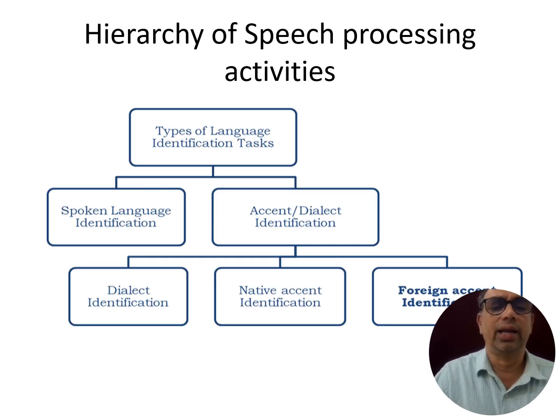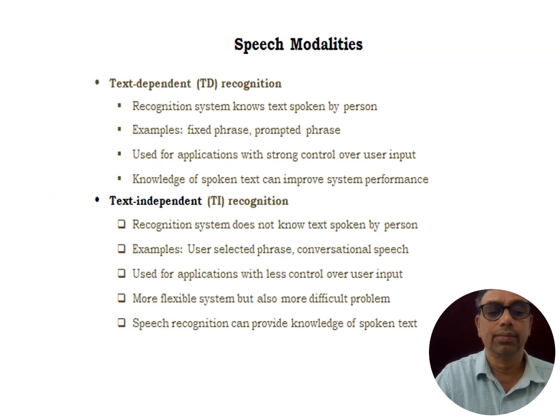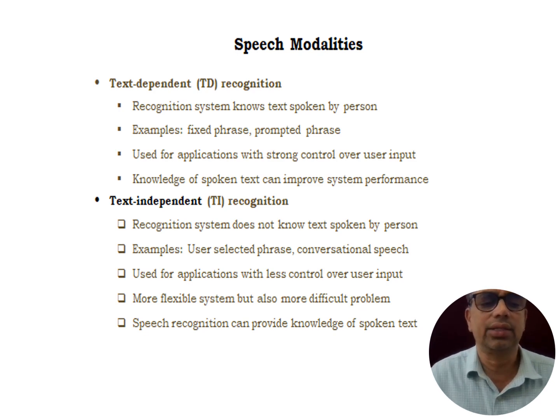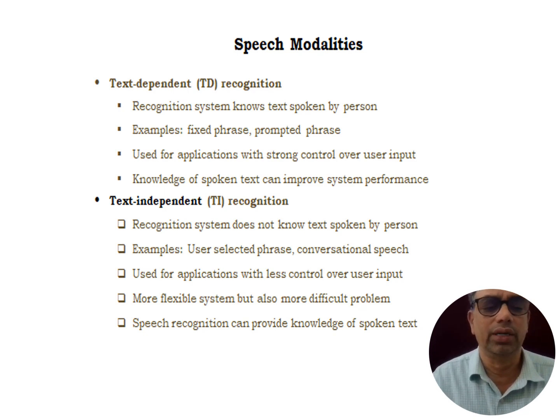Here, a hierarchy of speech processing activities is shown, and native accent identification is a subtask of accent or dialect identification. And there are different modalities of speech, mainly free text and fixed text. Free text means text independent, fixed text means text dependent modality. So the various points and examples are given in this slide.